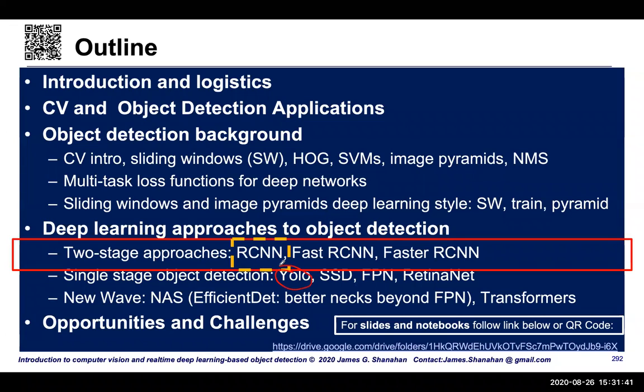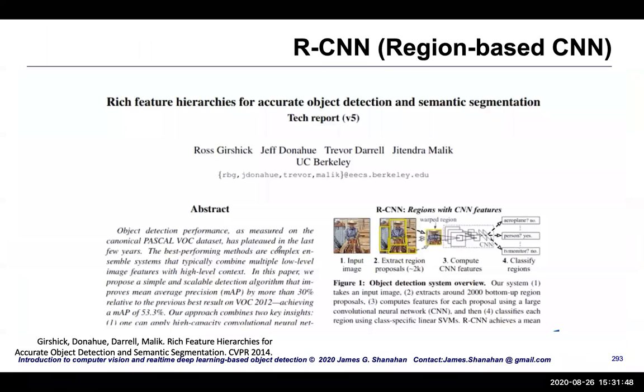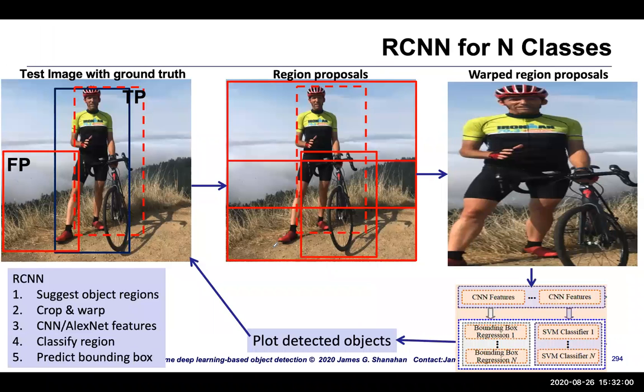We're going to look at some code briefly, and then we're going to talk about this new wave. So R-CNN is a region-based convolutional neural network. It was introduced back in 2014, at CVPR 2014. Computer Vision and Pattern Recognition is a big conference, twice the size of KDD in terms of participants.